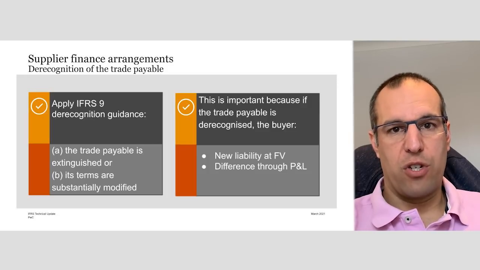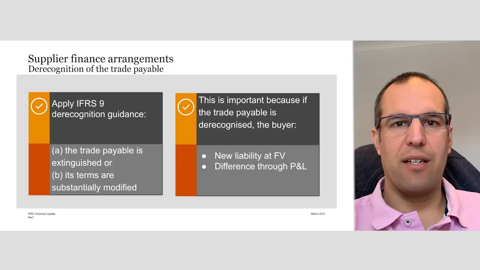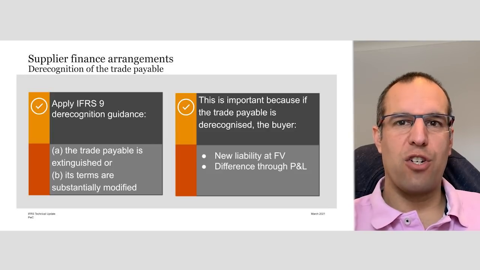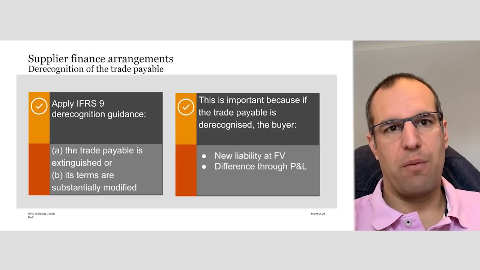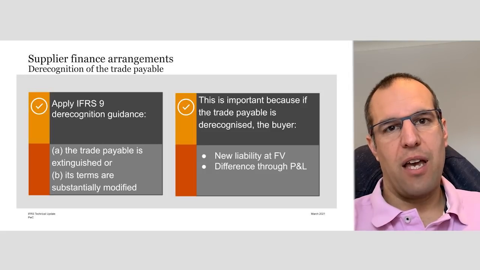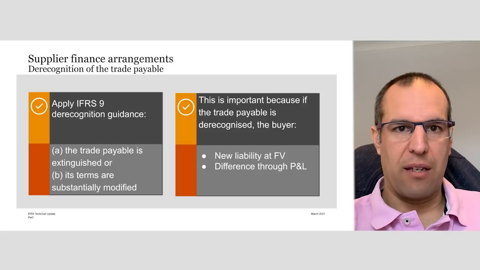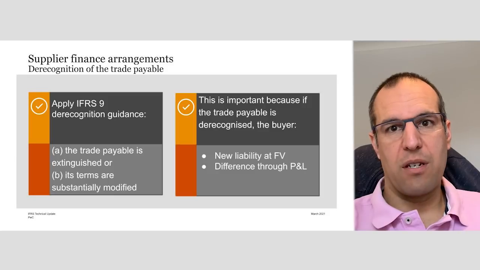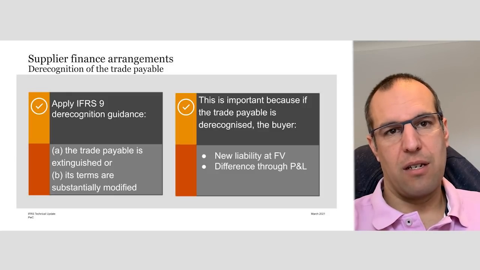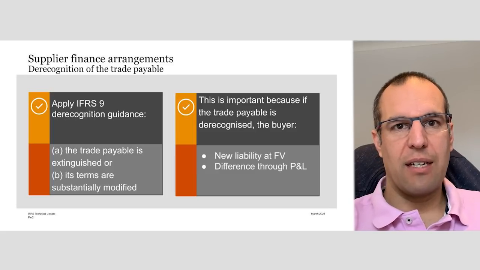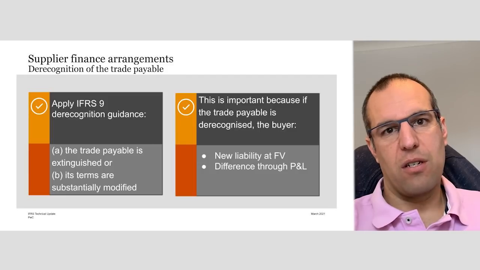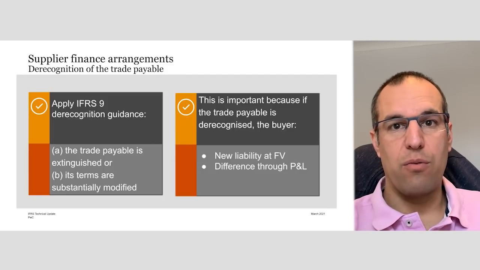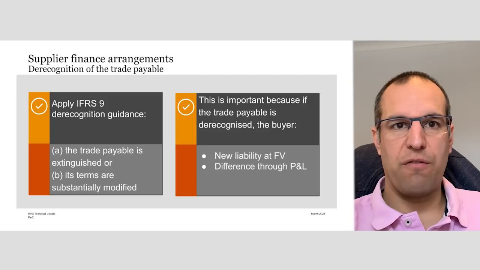Now, for the buyer, which is the reporting entity we're looking at here, the key issue is whether it should derecognize its original trade payable to the supplier and recognize a new liability to the bank. And this is important because if the trade payable is derecognized, the buyer would recognize a new financial liability, initially measured at fair value, and they would recognize a gain or loss based on the difference between the carrying amount of the original trade payable compared to the fair value of the new financial liability.